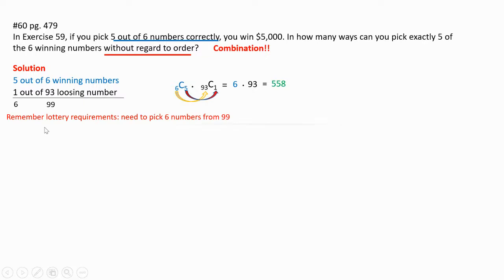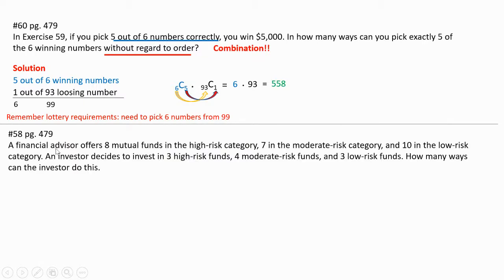Okay, now, I think this is the last one here. Number 58 from page 479. A financial advisor offers 8 mutual funds in the high risk category, 7 in the moderate risk category, and 10 in the low risk category. An investor decides to invest in 3 high risk funds, 4 moderate risk funds, and 3 low risk funds. How many ways can the investor do this? Okay, so here we're going to be using combinations. Order does not matter, so we use combinations.